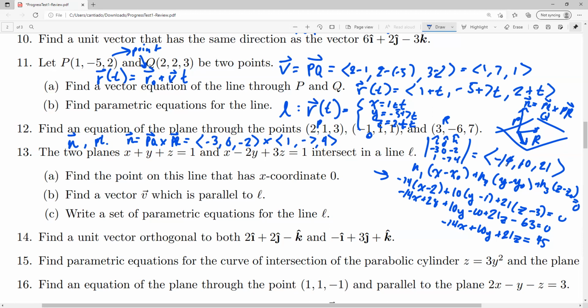Find a vector which is parallel to L. Okay, so if I'm thinking of this correctly, for question 13, part A, to find a point on this line that has x coordinate 0, you just plug that into both equations. x is equal to 0.